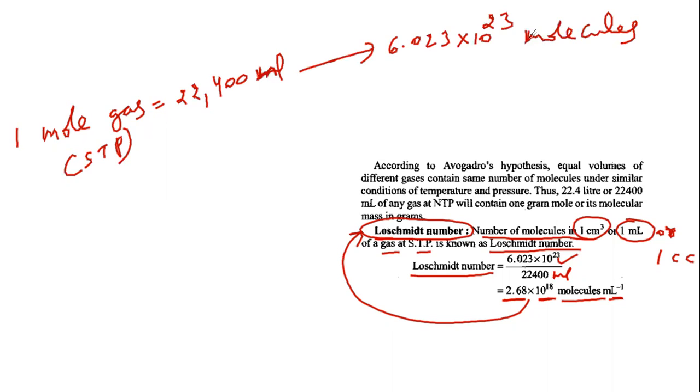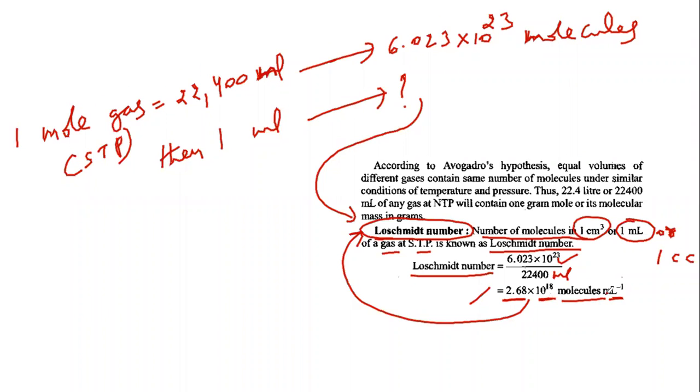Present in 22,400 ml. Then for 1 ml, these many ml equal to these many molecules. Then 1 ml is equal to how many molecules? It will be equal to the Loschmidt number. So I have 1 × this number by 22,400, which will be equal to 2.68 × 10^18 molecules per ml.